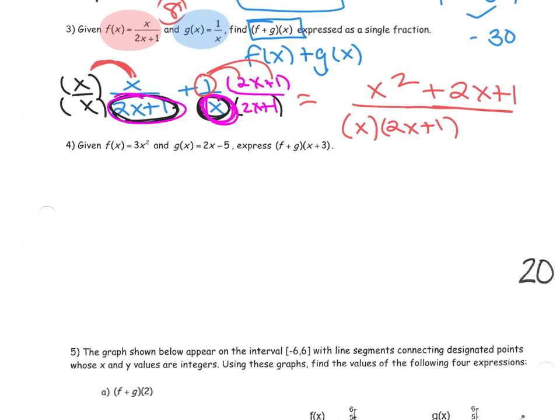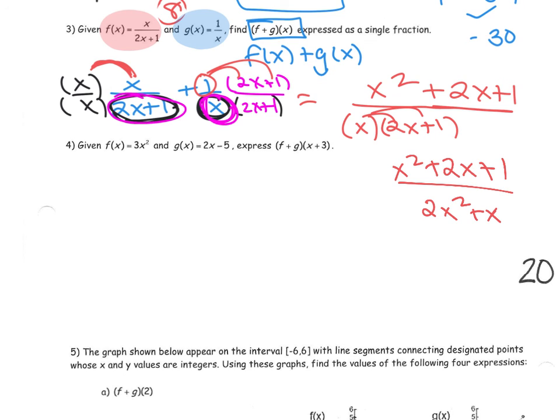Now, if I really want to, and we probably should, let's distribute the denominator. You could factor the top. You'll have x plus 1 and x plus 1, but that doesn't help us cancel anything, so I'm just going to leave it. So I have x squared plus 2x plus 1 all over 2x squared plus x.